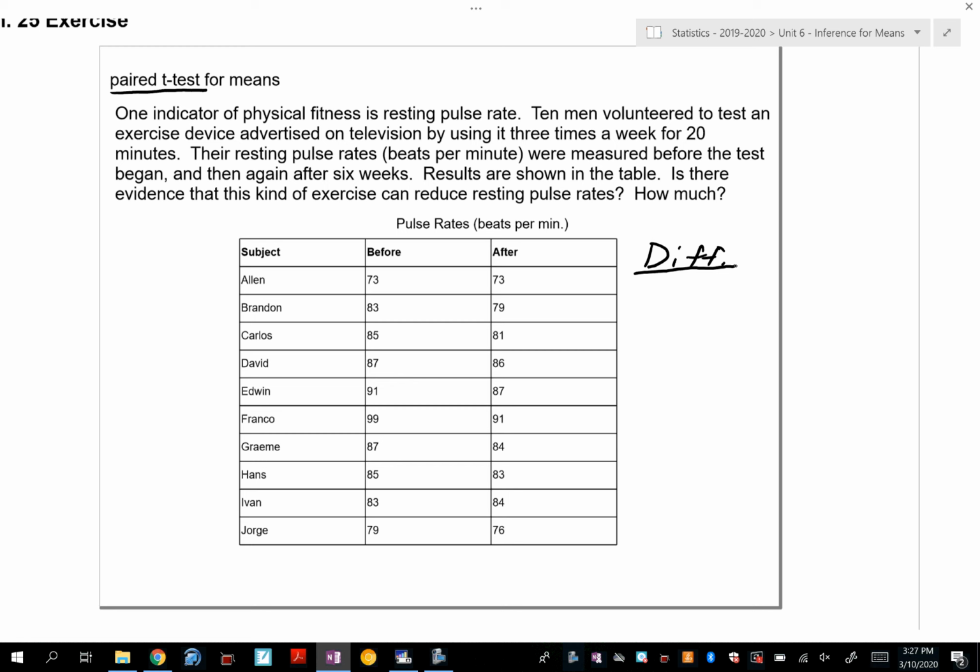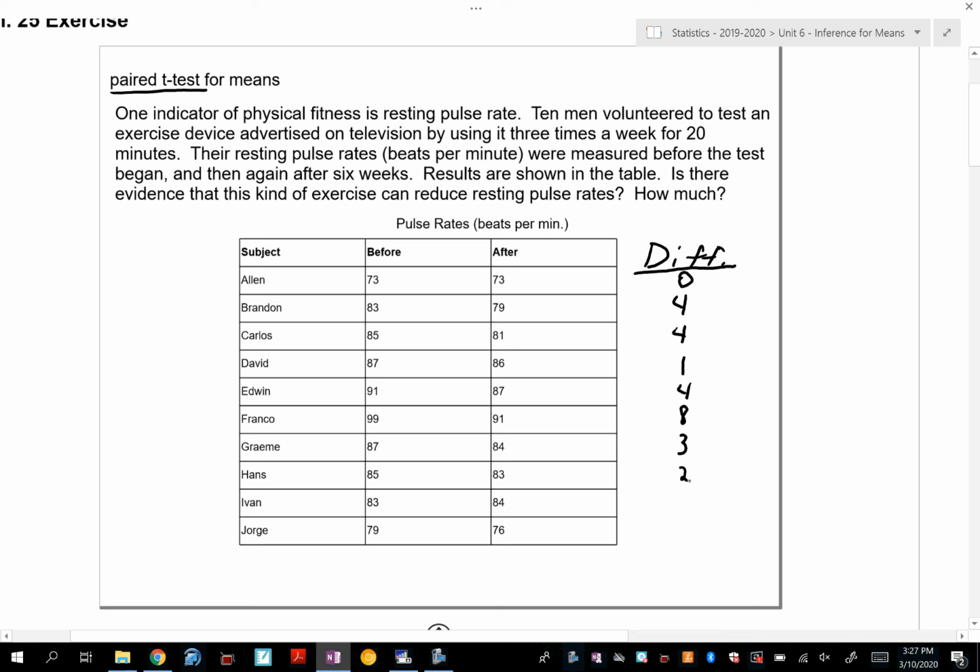So what's going to be the difference for Alan? 0. What about for Brandon? 4. Carlos? 4. David? 1. Edwin? Franco? Graham? 2. Hans? 1. Ooh, careful! Look at Ivan. Ivan actually went up. His after rate went up. So that's a -1. And then George is 3.